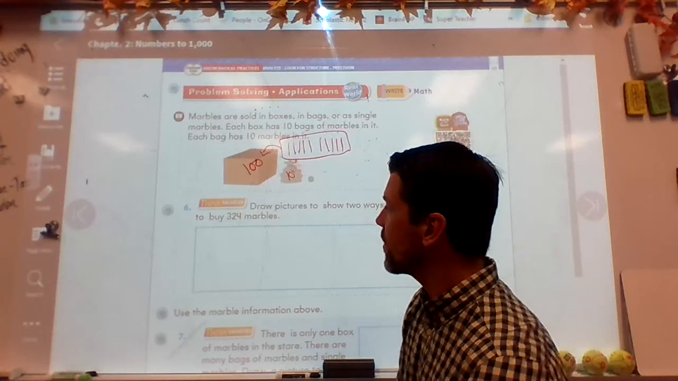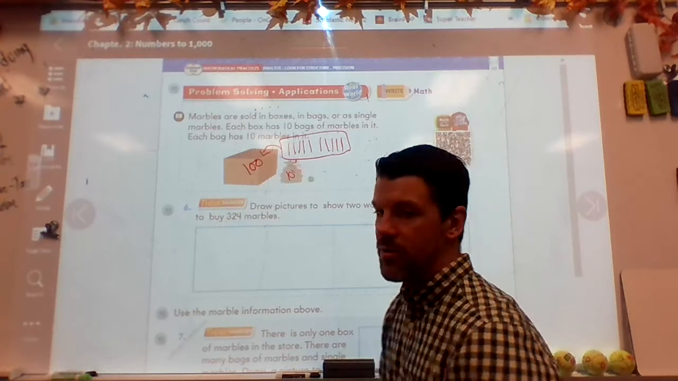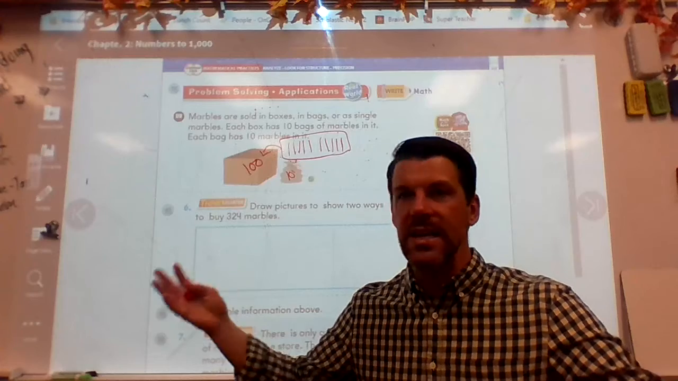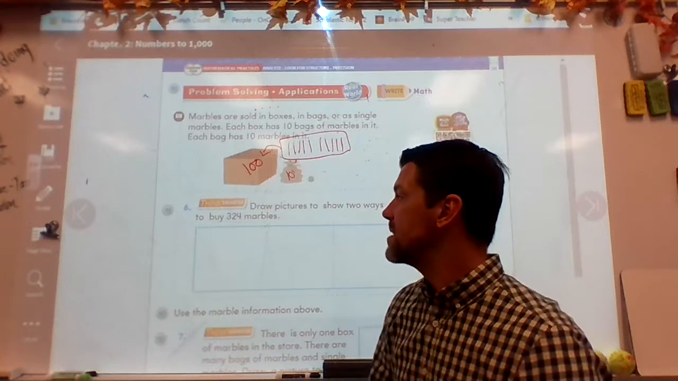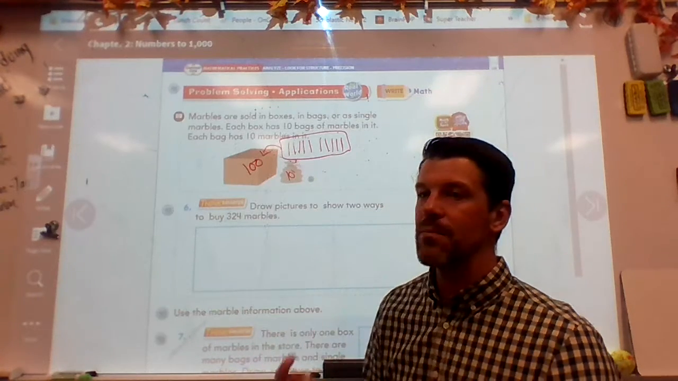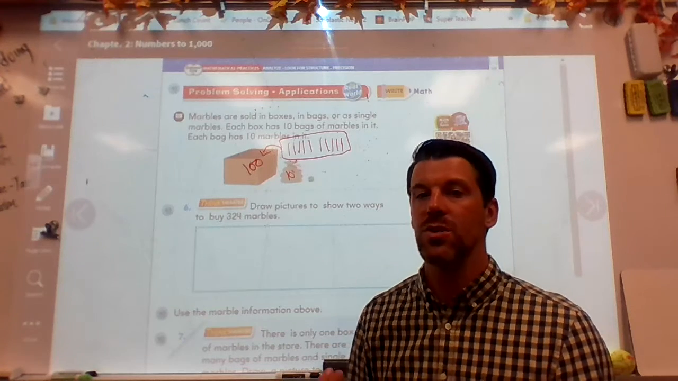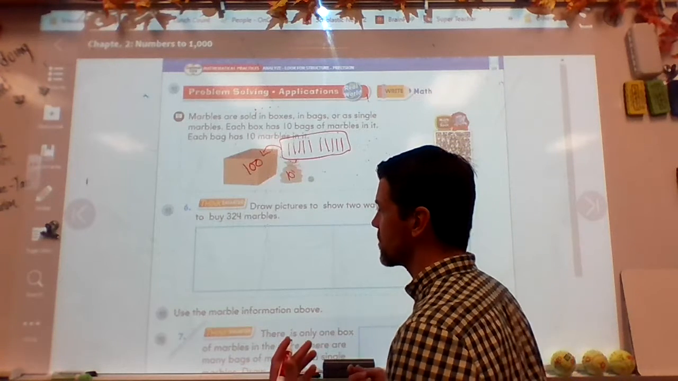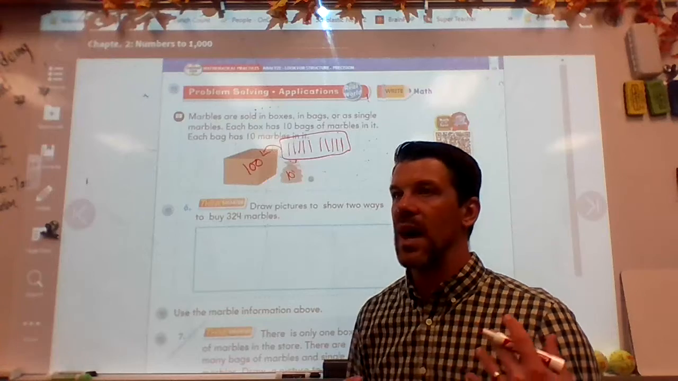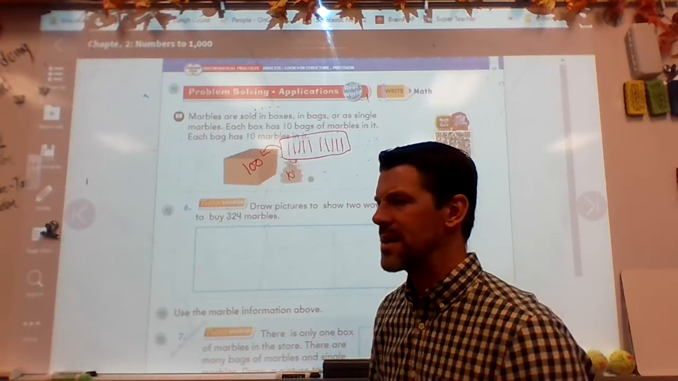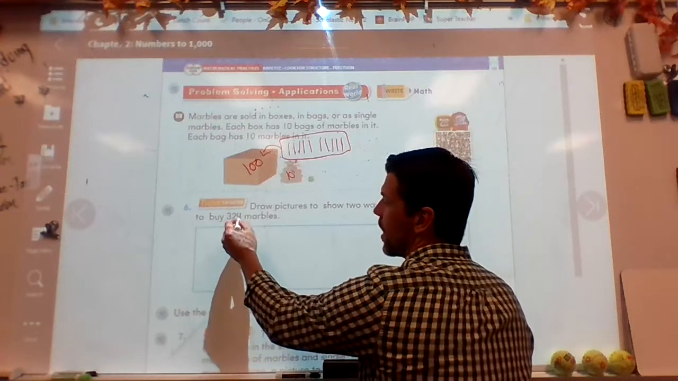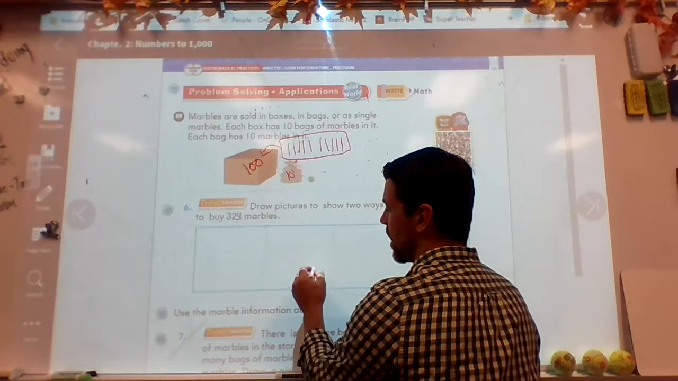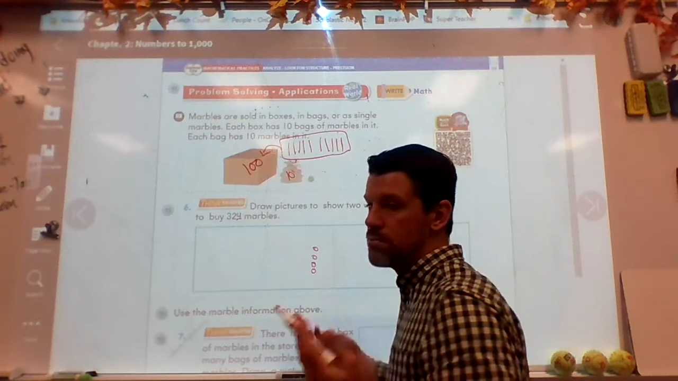324 marbles. So the first thing I want to do is draw a picture of it the simplest way. 100 marbles first, or the hundreds first, and then break them apart, if that makes sense. So we're going to look at the ones. Let's make it simple. 4 ones. 1, 2, 3, 4. Boom.